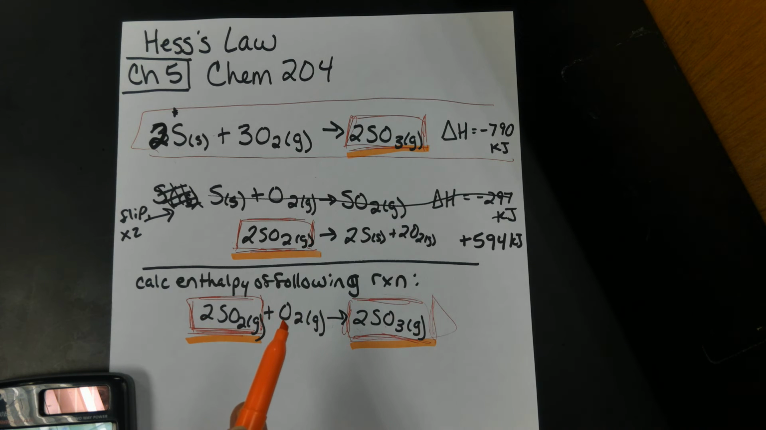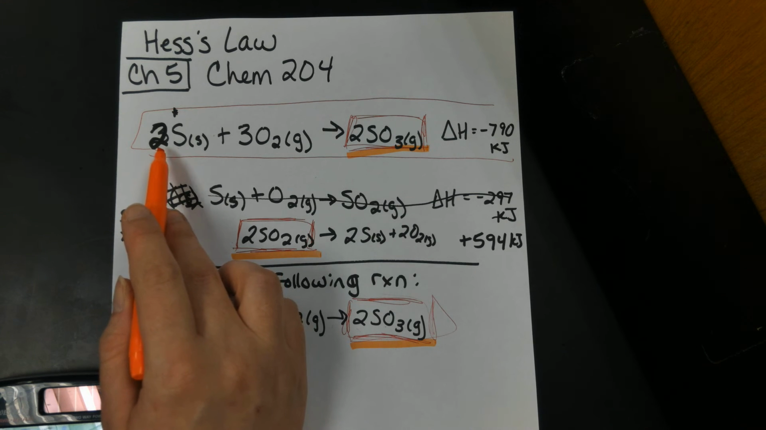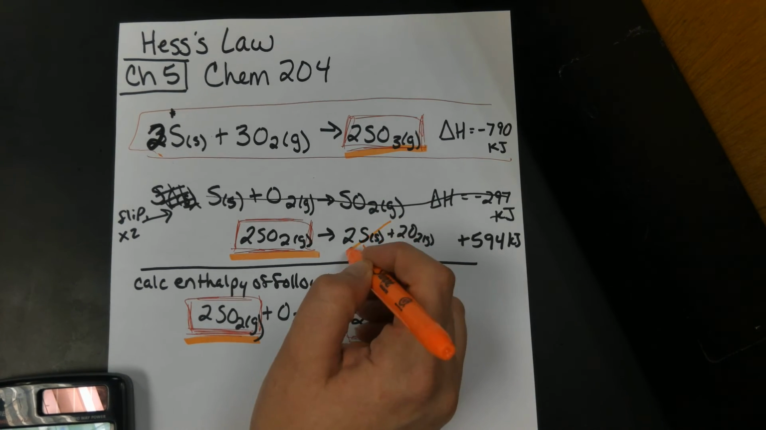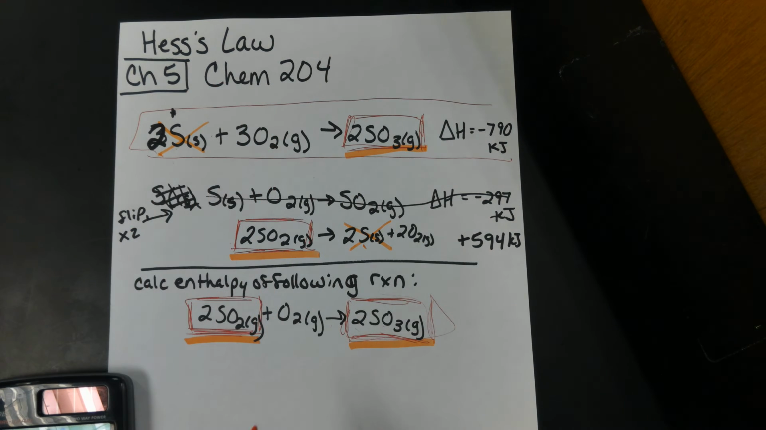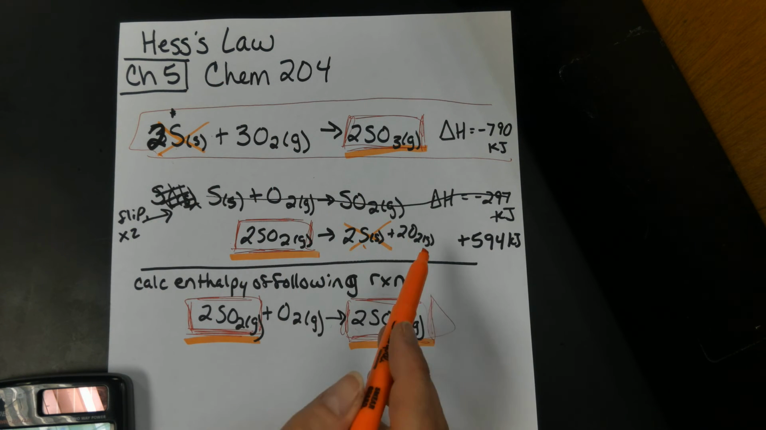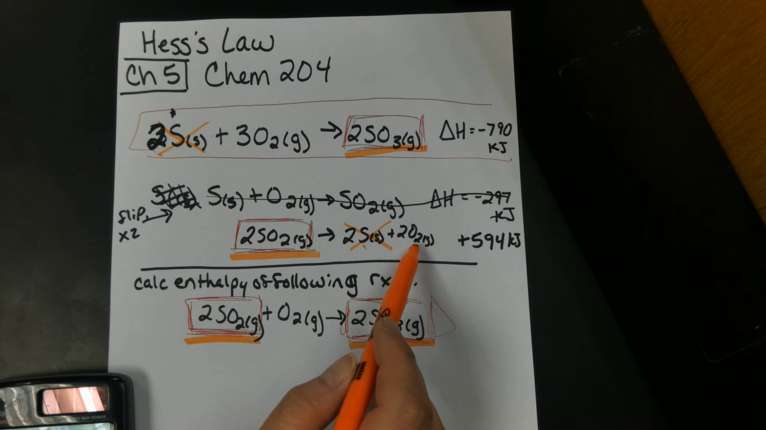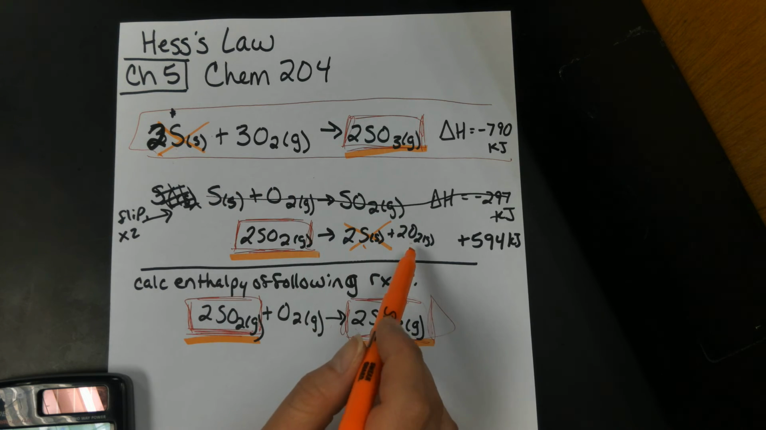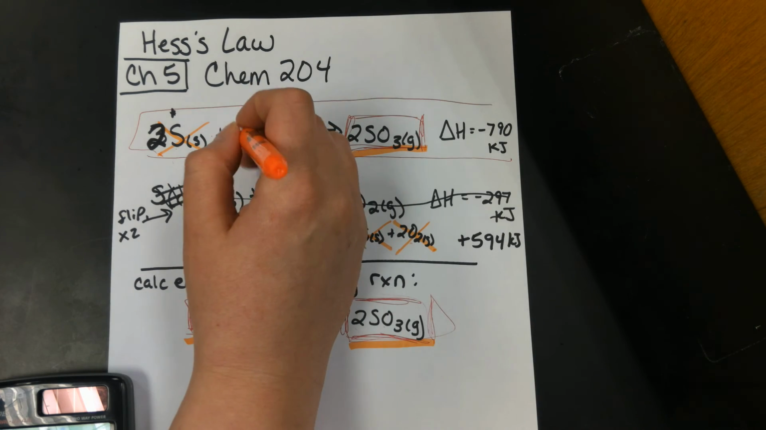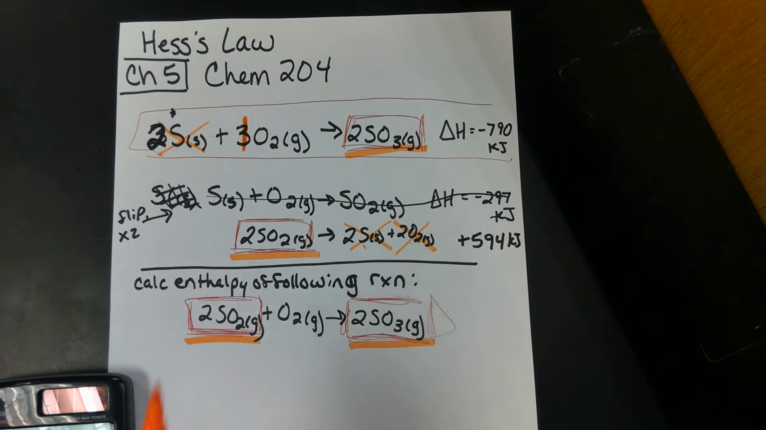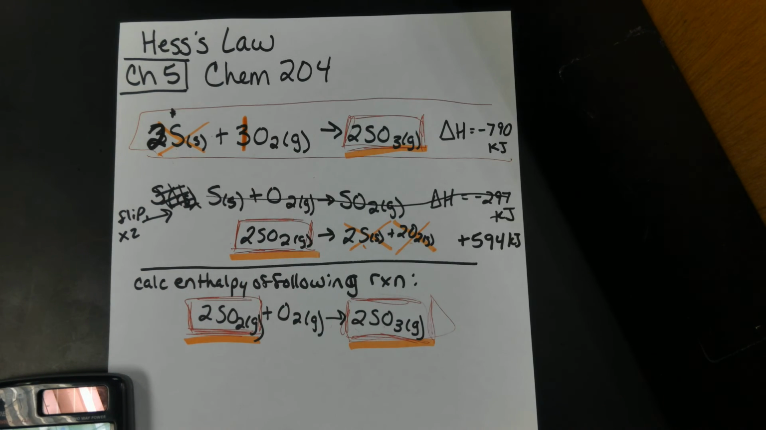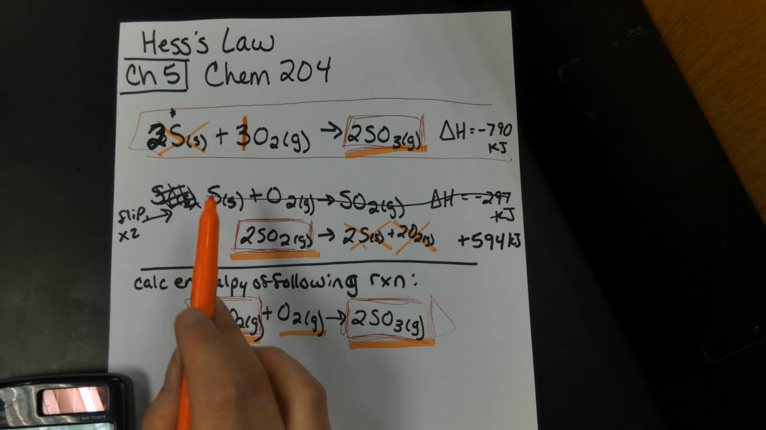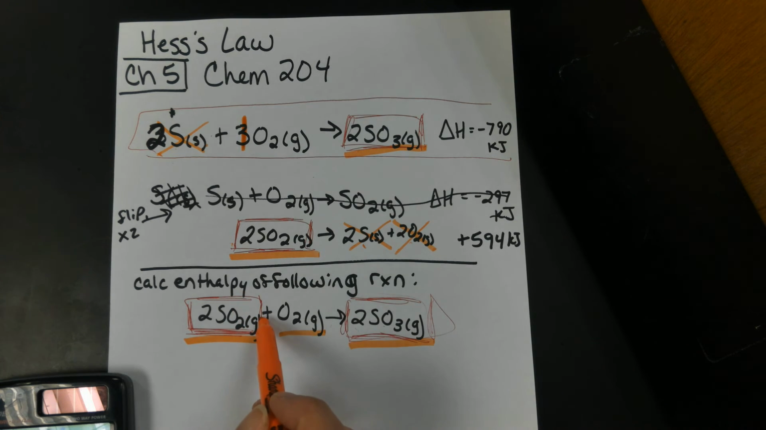Now, things that are left over. 2 sulfurs on the left and 2 sulfurs on the right. They're going to cancel out. And then what do I have left? I have 2 oxygens on the right, and I have 3 oxygens on the left. 2 of these are going to cancel out, and it's going to change this to just 1 oxygen. So I have that right there. My 2 reactions do in fact total up to this third reaction.